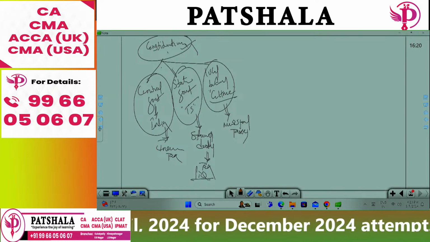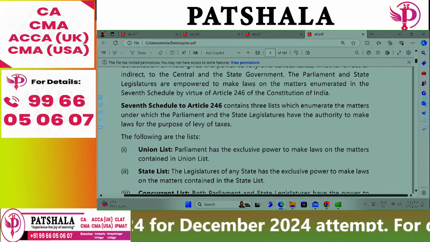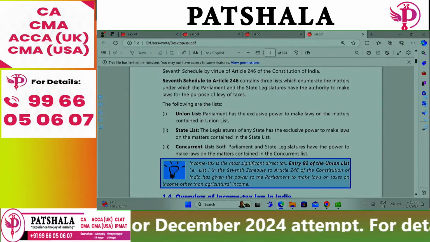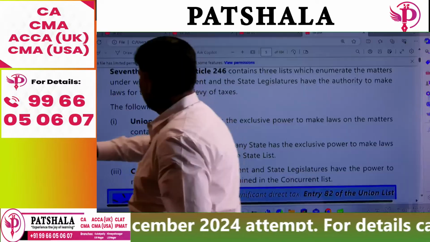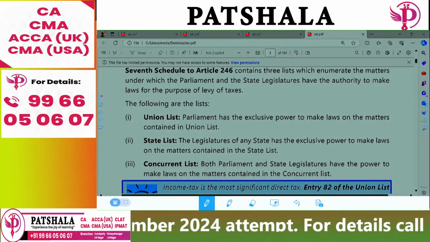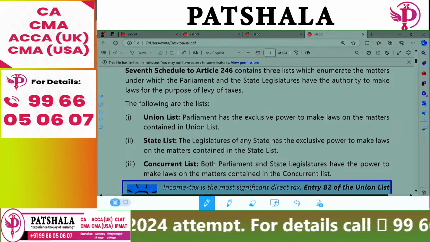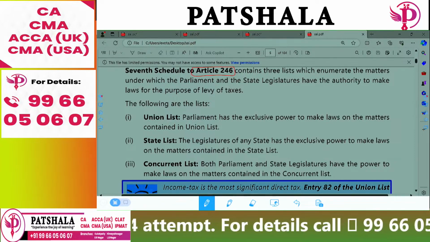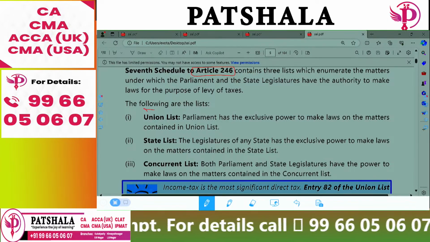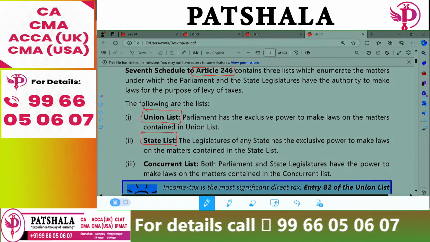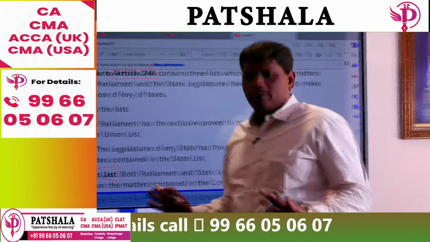So let's try to understand what that power is, who gave that power to you. That power has been derived from the Constitution. In the Constitution there is an article called Article 246. This Article 246 gives some power to levy those taxes. How is it? See, Article 246, as per the 7th Schedule, divided all the taxation matters into three lists. List number 1 is the Union List, list number 2 is the State List, and list number 3 is the Concurrent List.